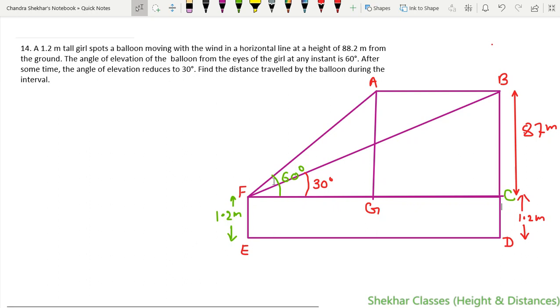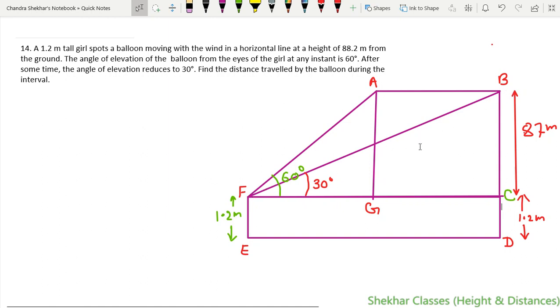So here, let this be the balloon at A at any instance. And the girl, who is 1.2 meter tall, is standing here. So the angle of elevation from her eye to the balloon will be, I have marked as 60 degree as per the question. Now after some time the balloon moved in horizontal direction and reaches B. Then the angle of elevation from the same girl's eye will be 30 degree.